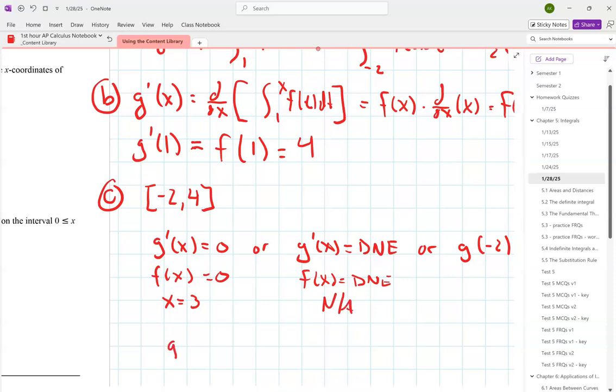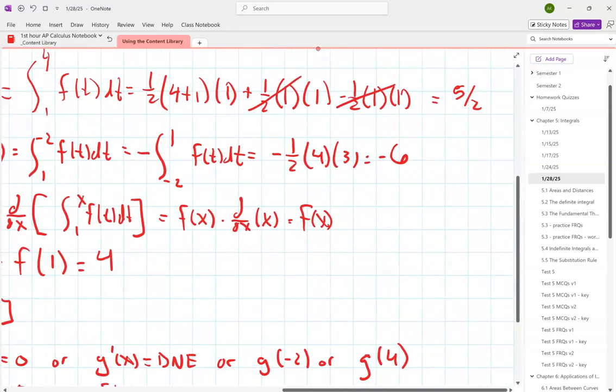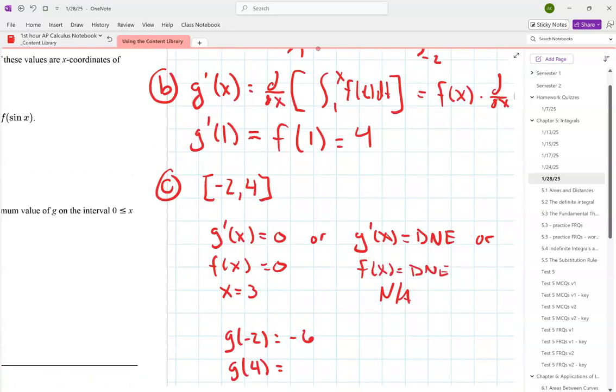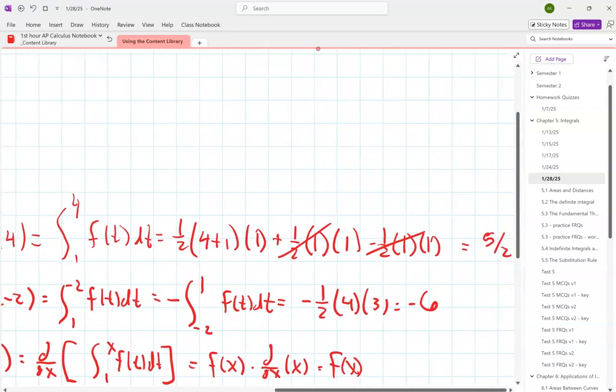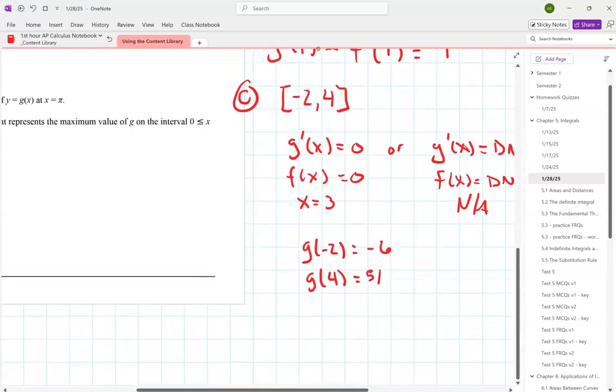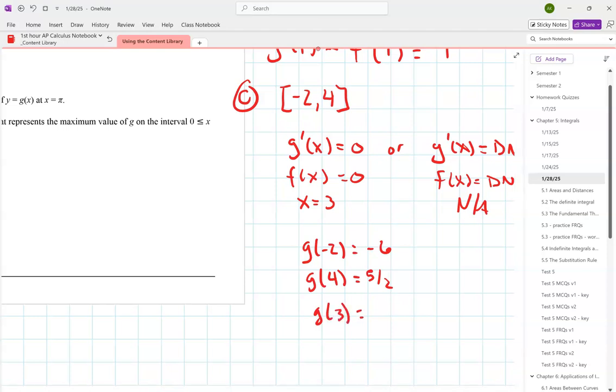So we have 3 values to check then. So g of -2. Thankfully, we've done that already, right? We did that in part A. That was -6. And then g of 4, oh, we did that already in part A. That was 5/2. And then we need to check g of 3 and see which one of these 3 is going to be the smallest. So g of 3 is the integral from 1 to 3 of f of t dt.